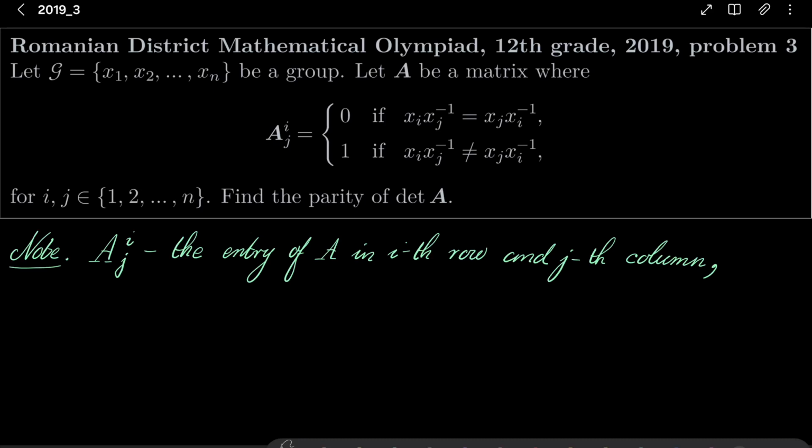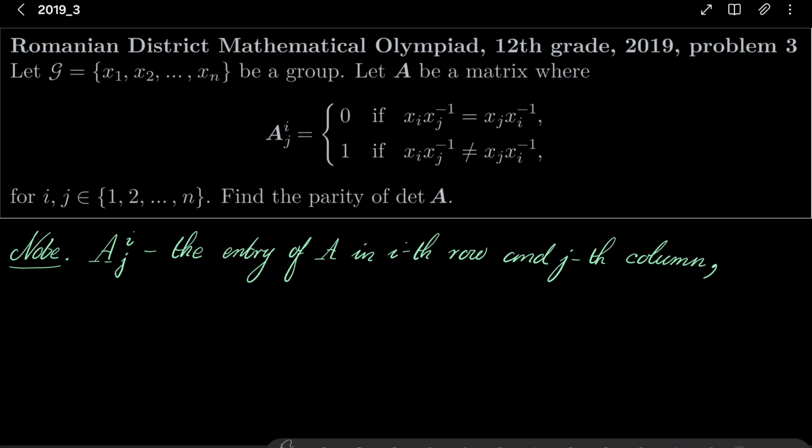Hello friends, in this video I'd like to solve the following problem from the Romanian District Mathematical Olympiad for 12th graders, year 2019, problem number 3. Let G consist of x1, x2 up to xn be a group. These elements form a group, enumerated in any way.